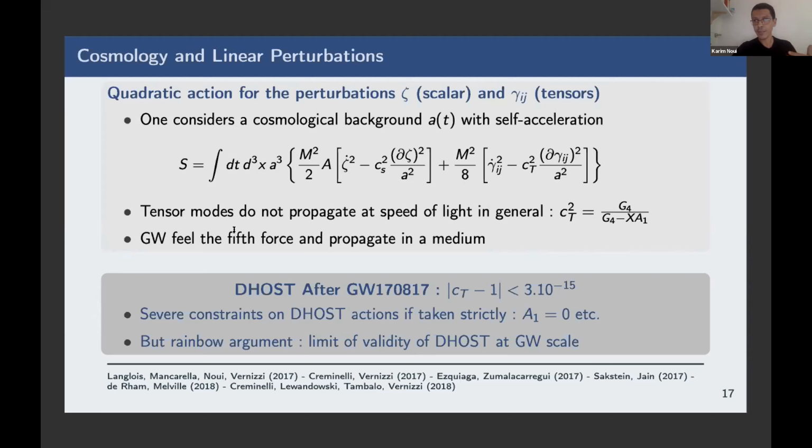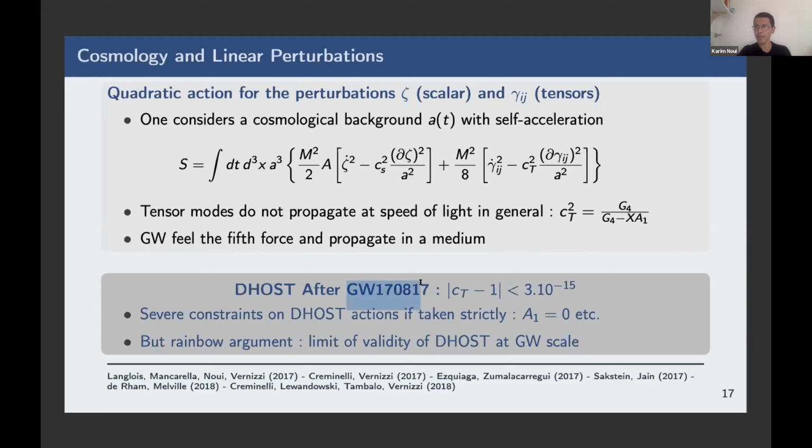And the physical reason is that now space-time is fully filled. You have scalar fields everywhere. So everything happens as if the gravitons are propagating in a medium. The medium is formed by the scalar perturbations, if you want, so the fifth force. And so gravitational waves feel the fifth force, and then the speed of propagation is different from the propagation in vacuum, which will be c = 1 as for light. So in general, ct is different from 1.